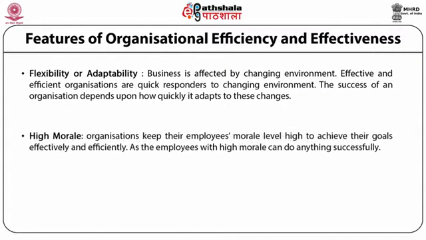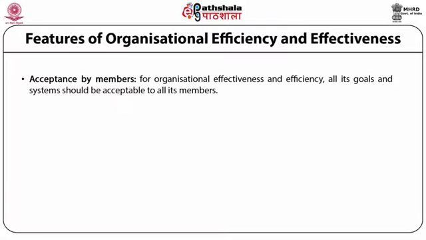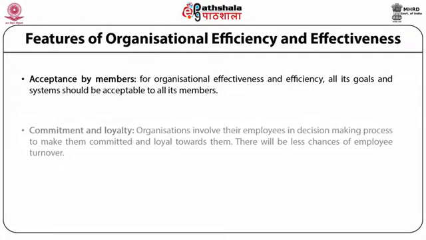Second is high morale. Organizations keep their employees' morale level high to achieve their goals effectively and efficiently, as the employees with high morale can do anything successfully. Acceptance by members. For organizational effectiveness and efficiency, it is necessary that all its goals and systems should be acceptable to all its members. Commitment and loyalty. Organizations involve their employees in the decision-making process to make them committed and loyal towards them, and there will be less chance of employee turnover for efficient and effective organizations.